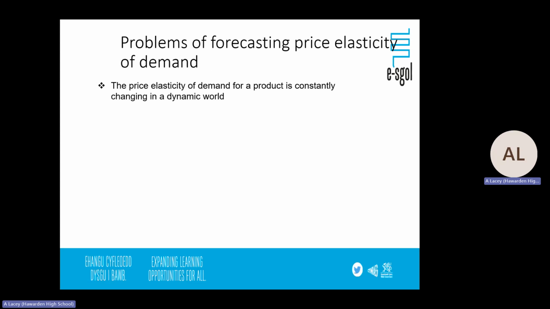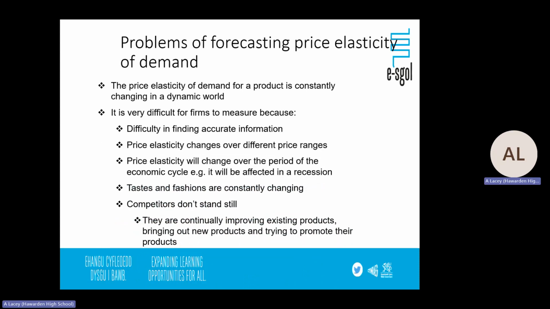Problems with calculating price elasticity of demand, though. The price elasticity of demand for a product is constantly changing in a dynamic world. So what might be a good decision 6 months ago may not be a good decision now. It is very difficult for firms to measure because of difficulty in finding accurate information. Price elasticities change over different price ranges. Price elasticity will change over the period of the economic cycle. It will be affected, for example, by a recession.